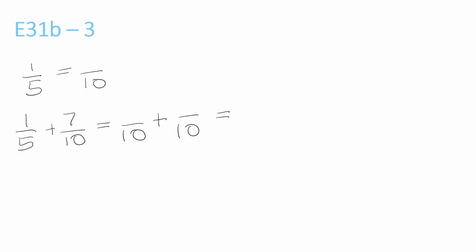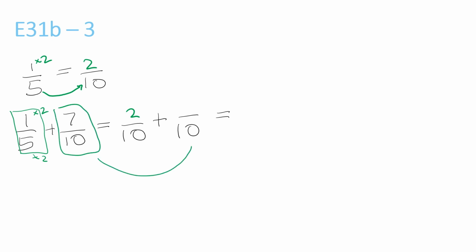Final question, straightforward. 5 times what is 10? It's 2. So 1 times 2 is 2 over 10. Now we have to change the 1 over 5 down here to 2 over 10, because 5 times 2 is 10, and 1 times 2 is 2. And then we just bring the 7 over 10 over here, and we do 2 plus 7 is 9 over 10.